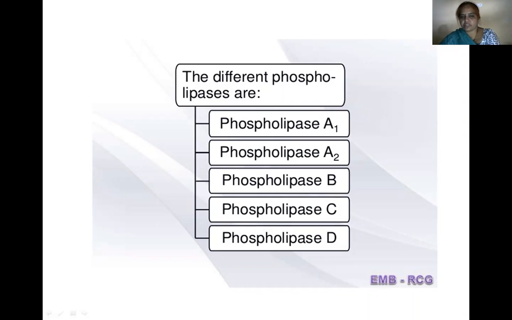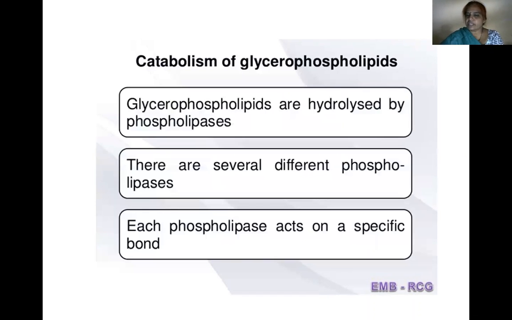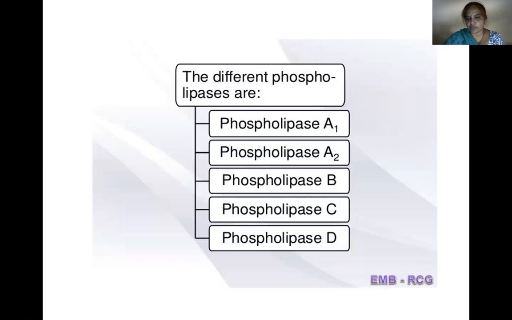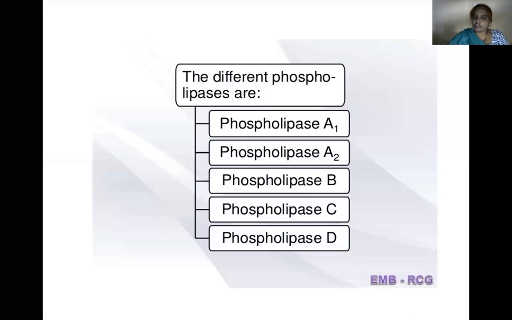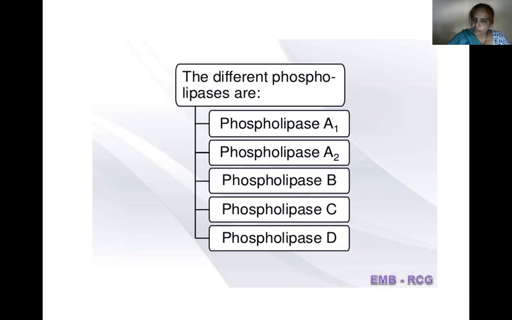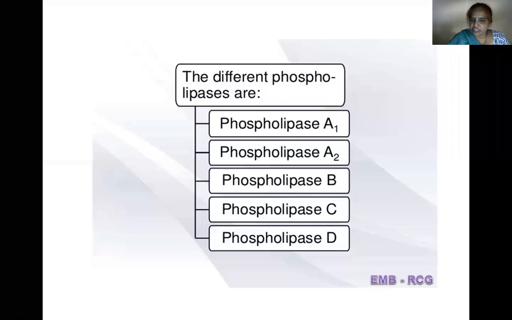So phospholipids. Once again, catabolism of the glycerophospholipids. These glycerophospholipids are hydrolyzed by different phospholipases. These phospholipases act on specific bonds. What are the different types of phospholipases? Phospholipase A1, phospholipase A2, phospholipase B, phospholipase C, and phospholipase D.